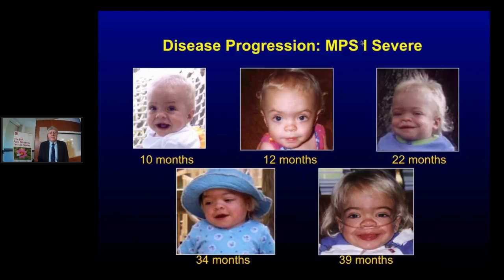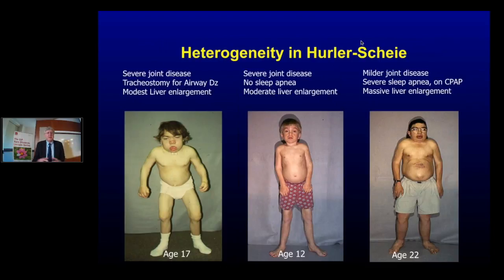One of the other challenges is that even within the intermediate Hurler-Scheie phenotype, there's a wide range of clinical involvement, from patients who have severe joint disease to very mild joint disease, to patients who have significant airway disease to those who have no sleep apnea, to massive liver enlargement to really moderate liver enlargement. So this is a challenge within this disorder. There's a lot of heterogeneity, even within one subtype of MPS I.